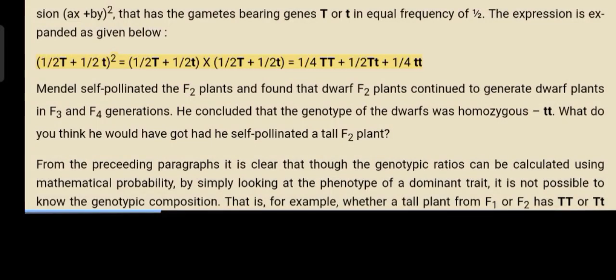1/2 T plus 1/2 t, by 1/2 T plus 1/2 t, equals 1/4 TT plus 1/2 Tt plus 1/4 tt.